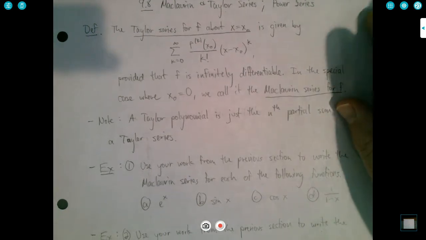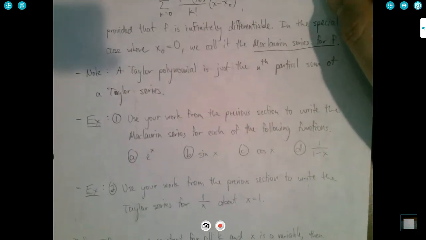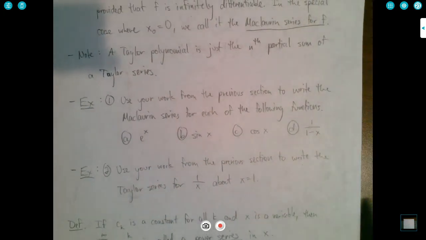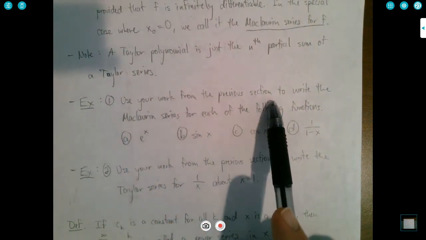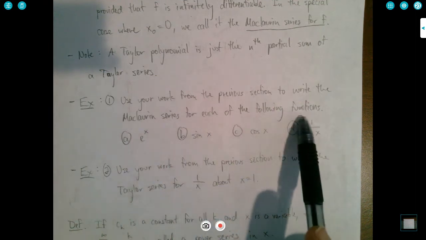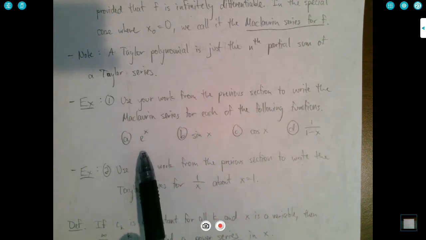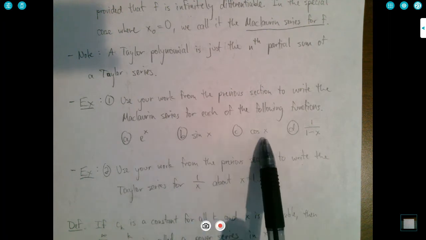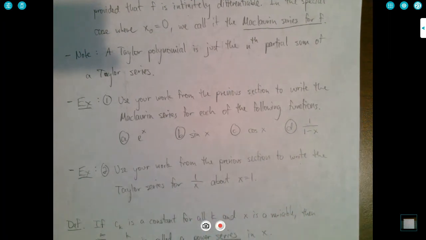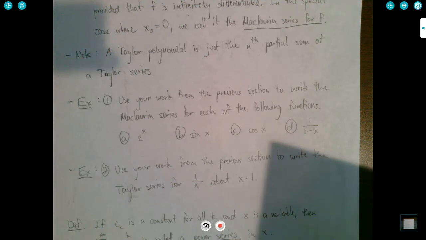And in fact, in this first example, there's not going to be hardly any work to do because we've already done the work. It says, use your work from the previous section to write the Maclaurin series for each of the following functions. And we've got e to the x, sine x, cosine x, and 1 over 1 minus x, all functions that we looked at in the previous section. And we came up with Taylor or Maclaurin polynomials for each of those. So let's write down the Maclaurin series for them.